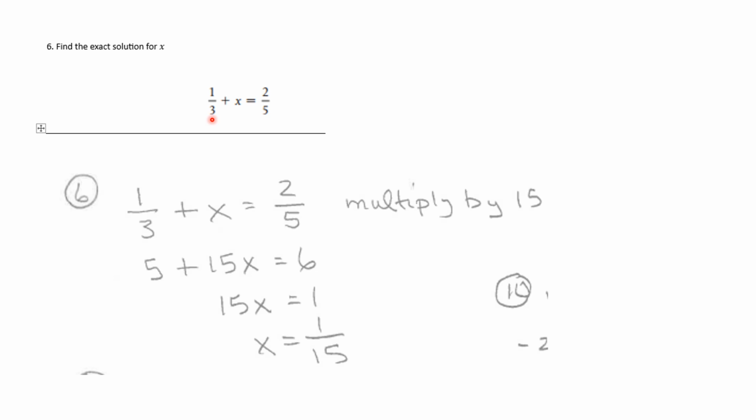Number 6, you were to find the exact solution here for x. What I would do is multiply all the way through by 15 to clear the fractions. That's a good approach. When you multiply by 15 all the way, you will get 6 on this side, 5 plus 15x. Then you subtract 5 from both sides. 15x is equal to that. X is equal to 1 over 15. Now that's the exact answer. I think one student plugged that into a calculator, and I ended up counting that right. But this is the exact answer.